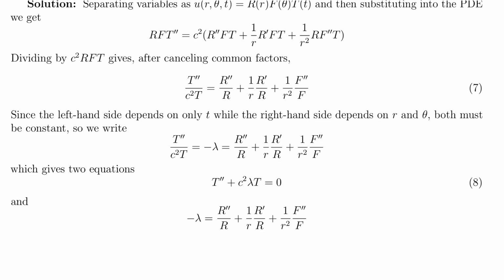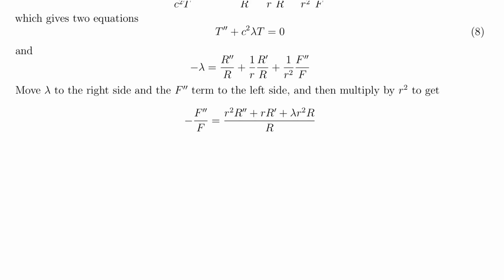So this equation, what we're going to do is move the minus lambda term to the right-hand side and move the F double prime over F with the 1 over r squared factor to the left, and then afterwards multiply both sides by r squared. When we do that, we get the equation at the middle of the page here, and we have again a situation where one side depends on one variable. The left is a function of theta alone, the right is a function of r alone, so both sides must be equal to a constant, which we'll call mu.